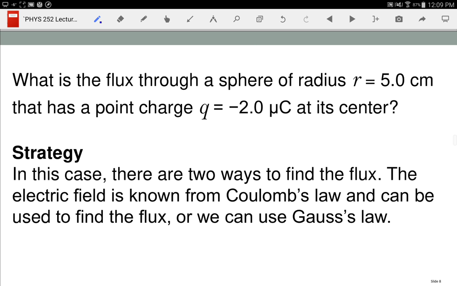So, of course, at this point, you have no way of deciding what's easier and what's not. So let's start with the simplest problem you can. What is the flux through a sphere of radius r equals 5 centimeters that has a point charge of negative 2.0 microcoulombs at its center? This didn't have to be so specific for me to get the proper answer, because what does Gauss's law say?